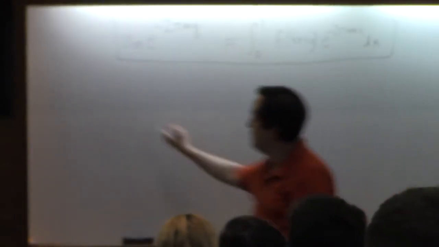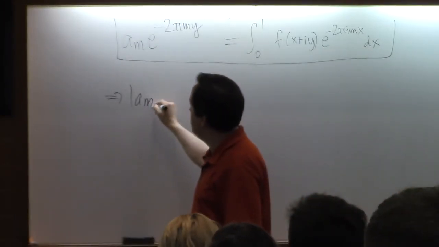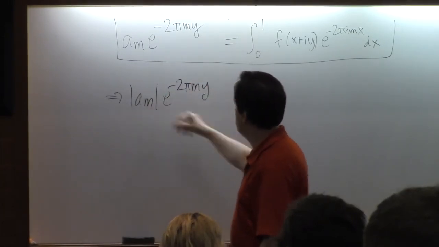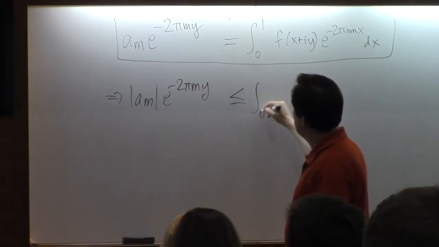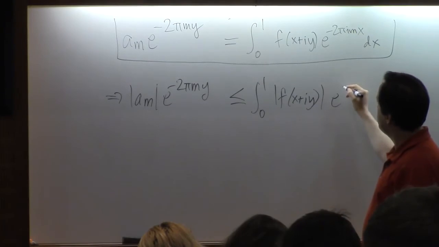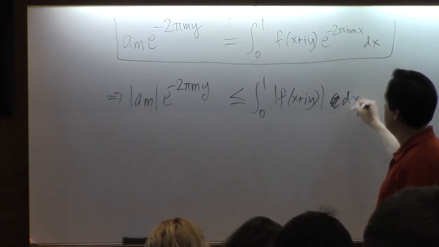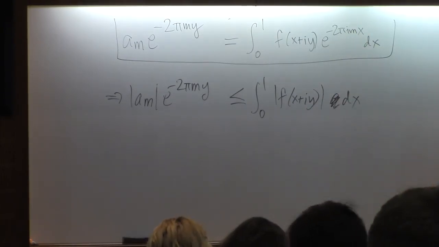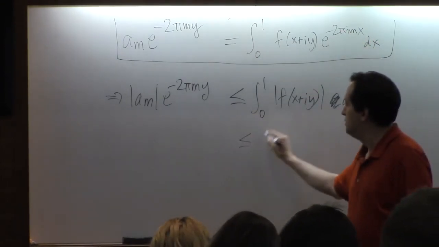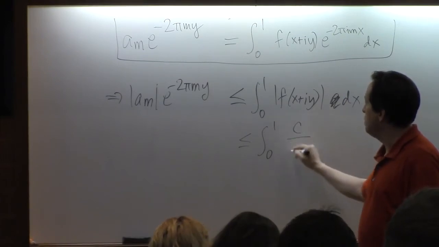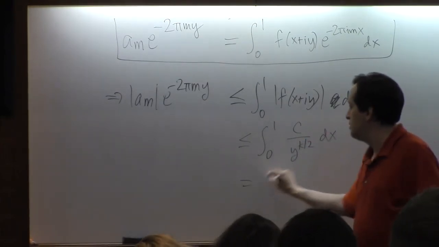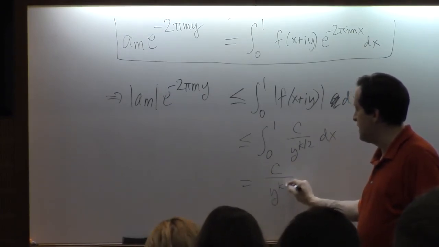use that bound. The magnitude of this thing, that's a complex number, is at most the integral of the magnitude of this function. And this has size 1, so it doesn't even matter. You take the absolute value. Absolute value of that equals absolute value of that, less than or equal to the integral of the absolute value. But this is less than or equal to c over y to the k halves, which has nothing to do with the x, and so you're left with c over y to the k halves.